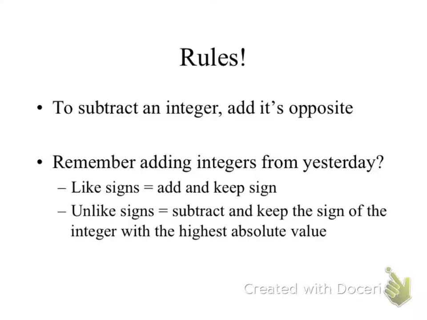If the signs are the same after you've rewritten your subtraction as an addition problem, you simply add the absolute values and keep the sign. If the signs are different, you will subtract them. You will find their difference. But you'll keep the sign of the integer with the highest absolute value.